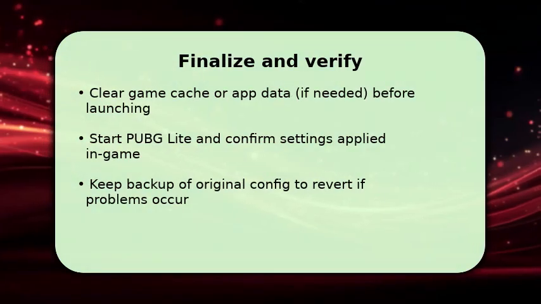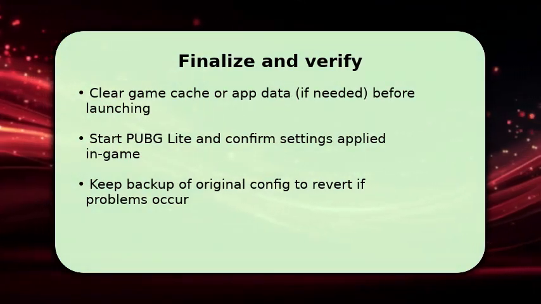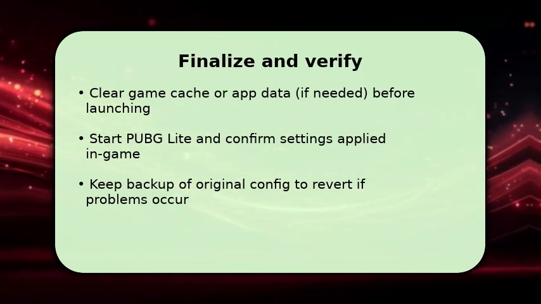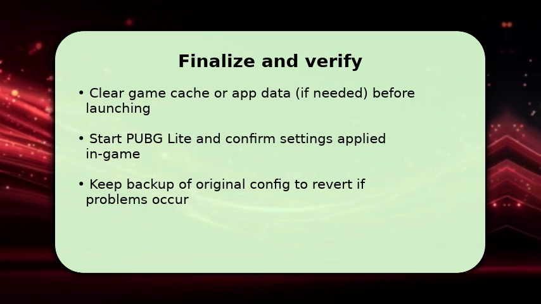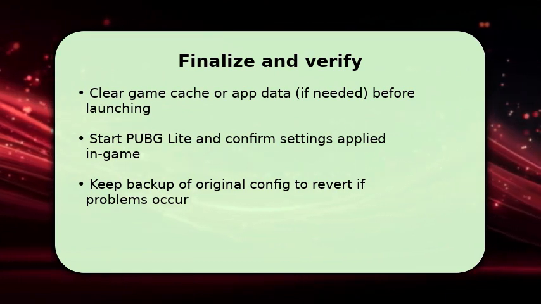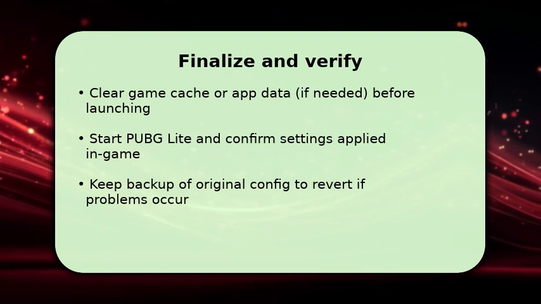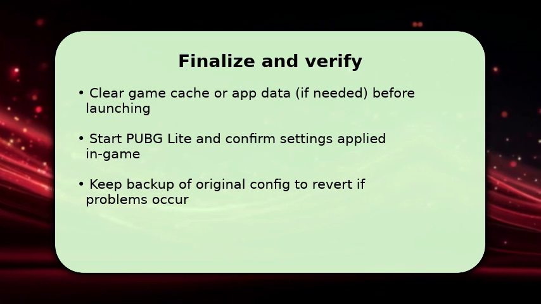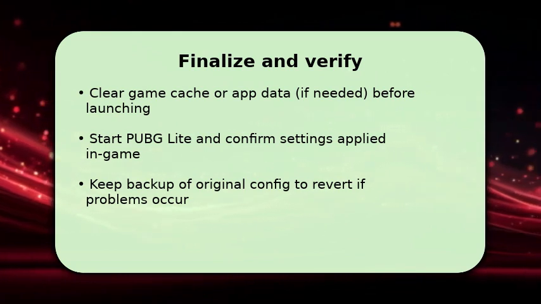To finish, close ZArchiver and clear the game cache or app data if the new config does not load immediately. This forces a fresh read. Then launch PUBG Lite and check your graphics, sensitivity, or layout screens to confirm the config applied. If values look off, return to ZArchiver to restore your backup copy and retry.